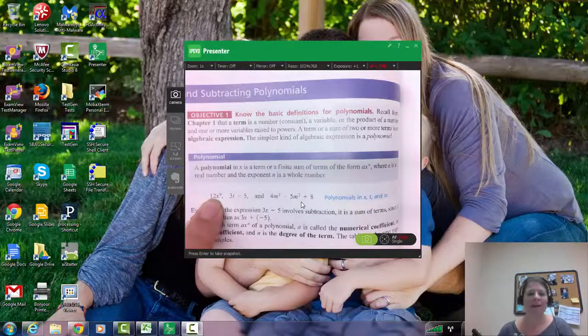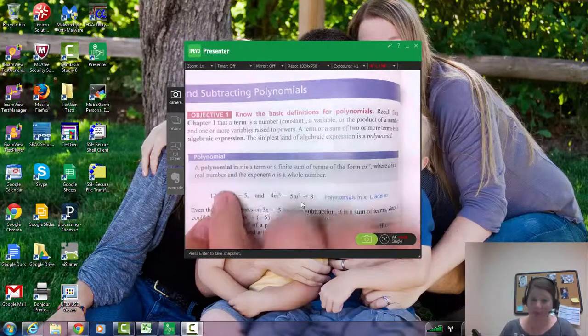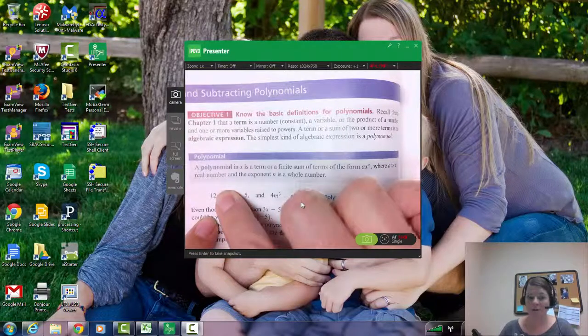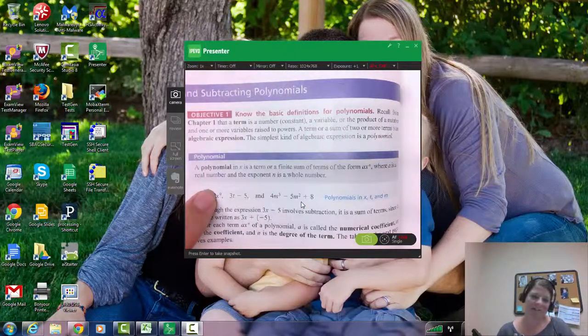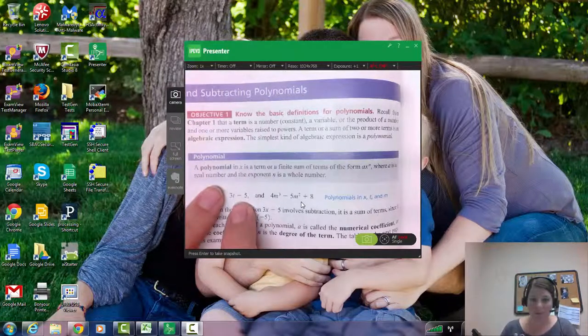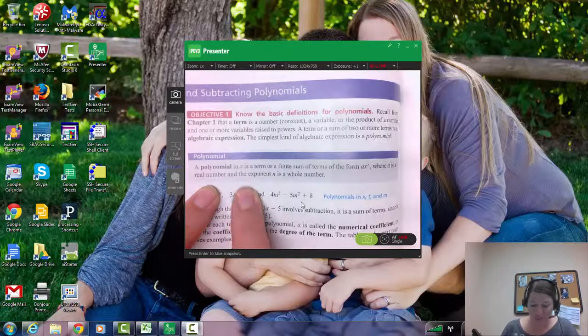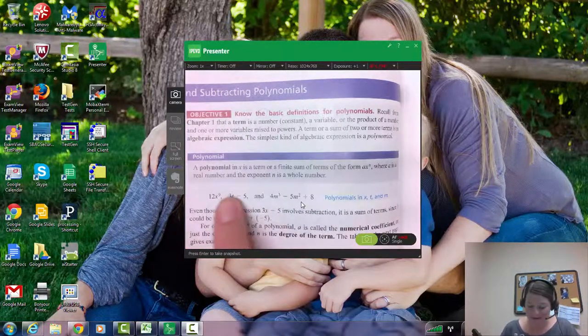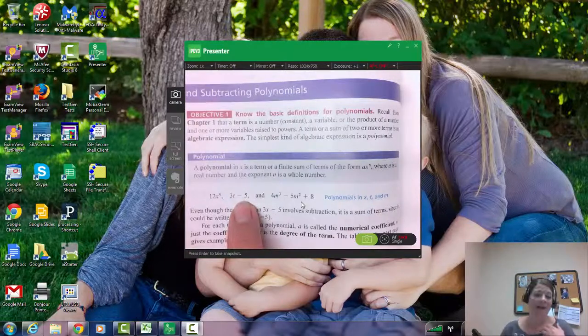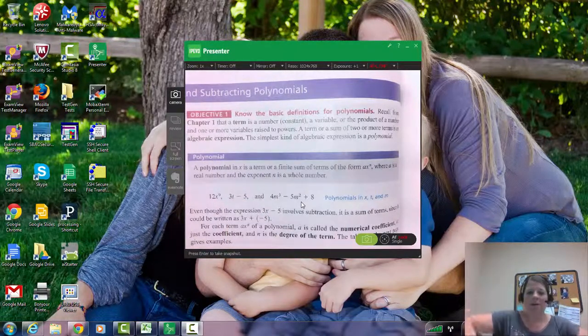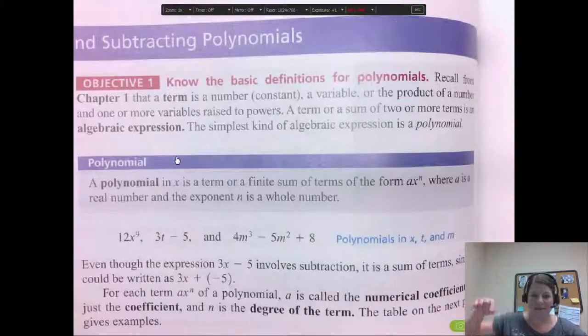It has a number, and it has some letters and some exponents. It could just be 12. That's still a monomial. Or it could be just x to the ninth. That's still a monomial. So let's look at a binomial. See, it has two terms. The first term is 3t, a number and a letter. The second term is a -5, or a constant of 5. So that is our second term there.